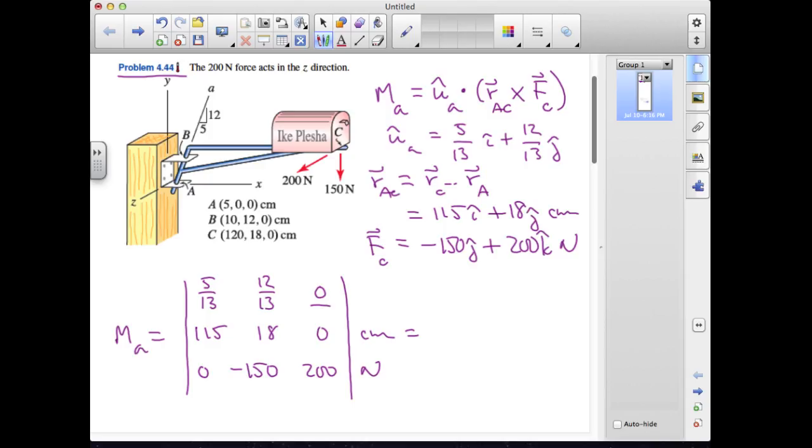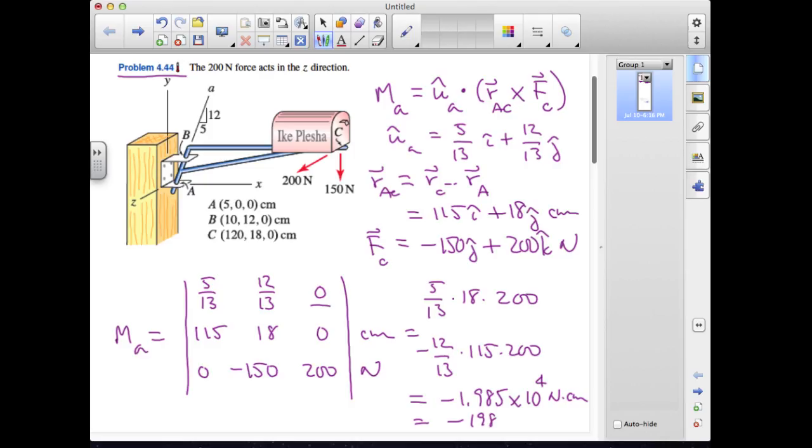We'll have 5/13 times 18 times 200, and then we're going to have a minus 12/13 times 115 times 200, and that'll have units of Newton centimeters, and that turns out to be equal to minus 1.985 times 10 to the fourth Newton centimeters, which I can write as minus 198.5 Newton meters.